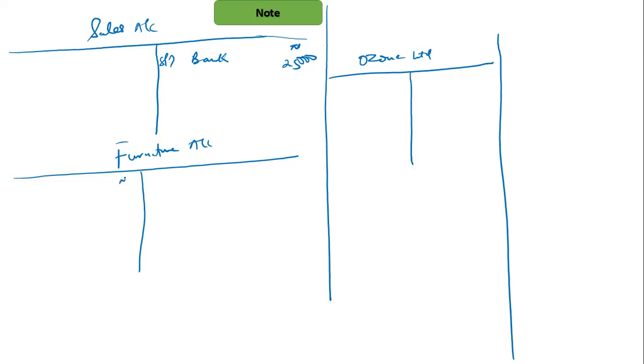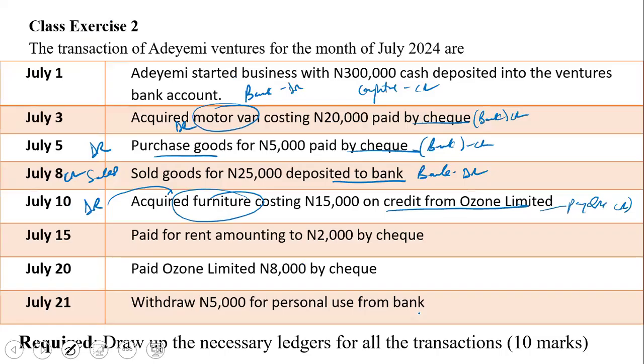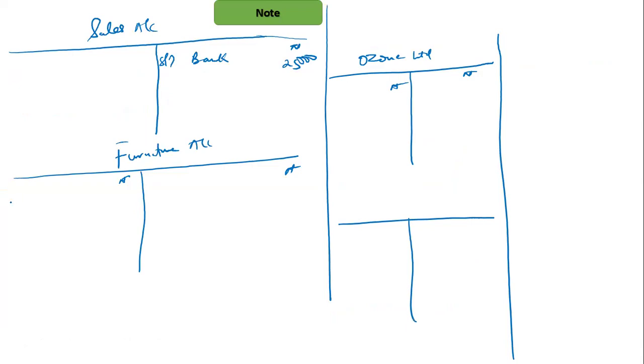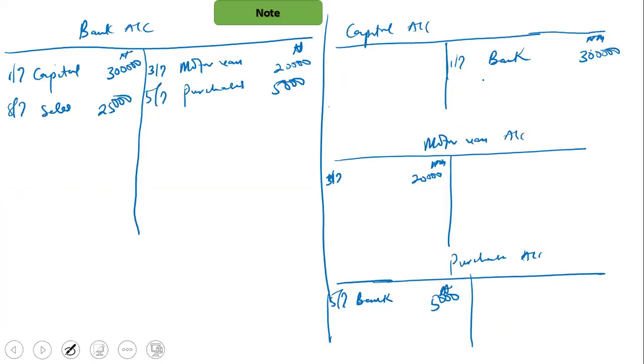So what do I do? Furniture accounts will be debited. Don't forget our currencies are very important. So what do? Move to what? July 10, 15,000. 10th of July, 15,000. Then we have July 10. We have 15,000. Then we have furniture. Are we together?